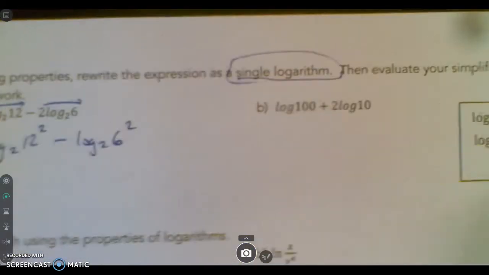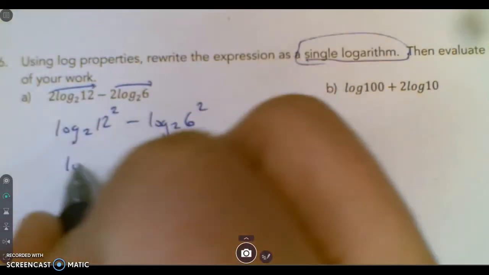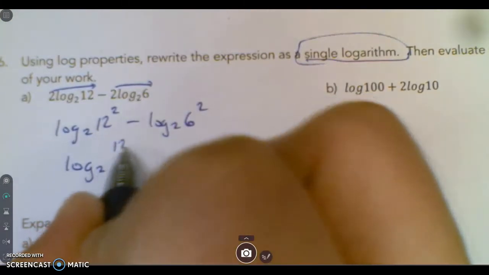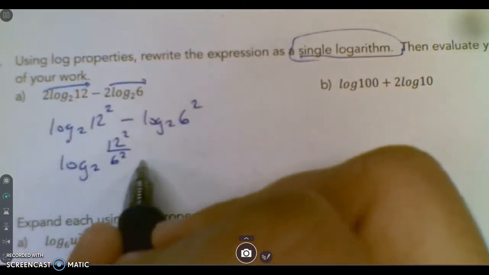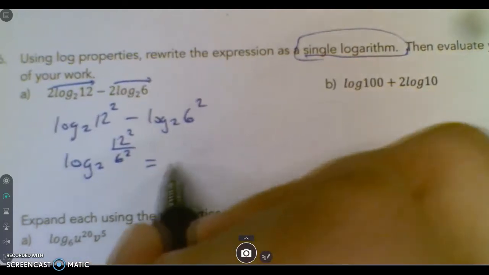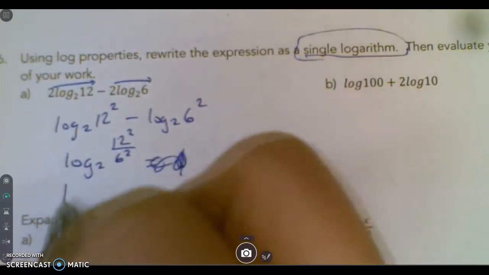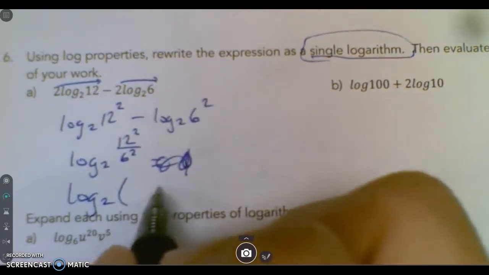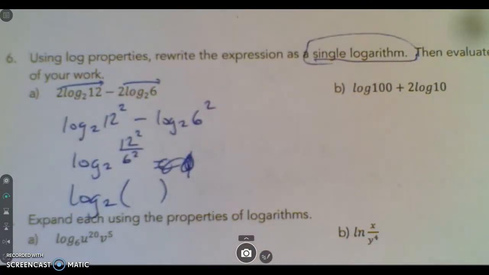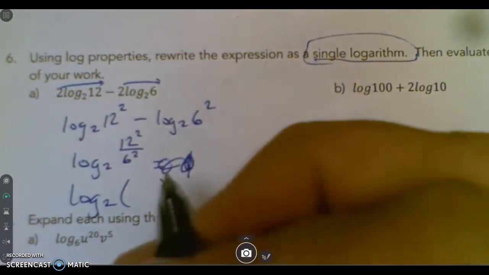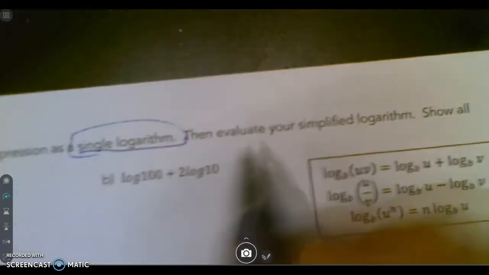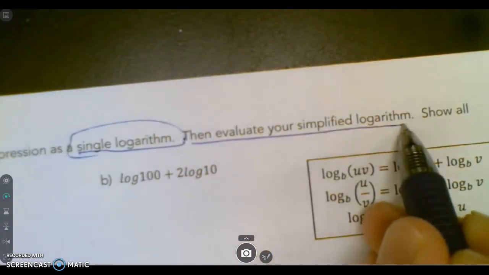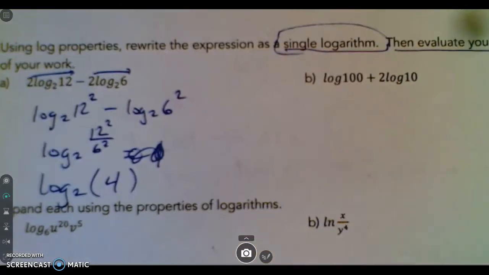And then I know, okay, the minus sign turns into division inside a single log. So we'll have a single log of 12 squared over 6 squared, which turns into a single log. And then 12 squared is 144 divided by 36 is going to be single log of 4. Now this you can actually evaluate. And it says to do that. That means it's going to be one you know in your head.